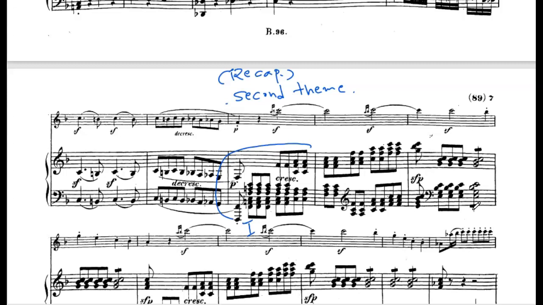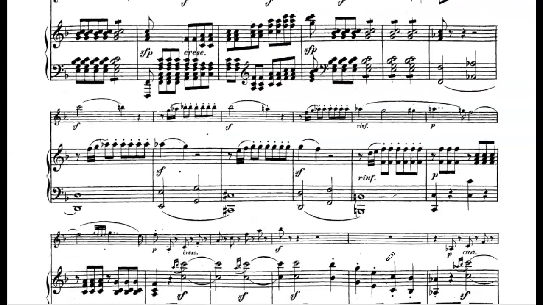Okay, in the second theme, before, it was C major. But now it's modulated to F major, the tonic key.